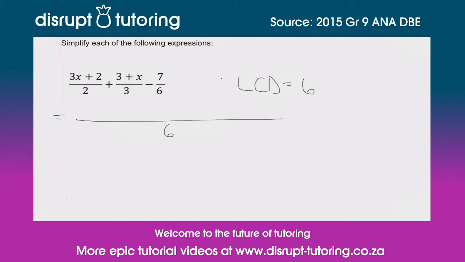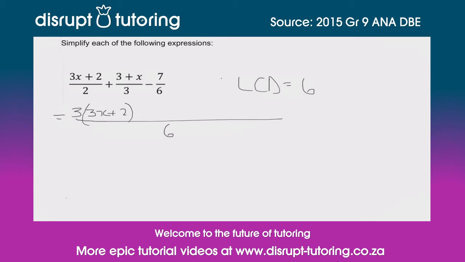So if I've got 6, I need to know what I've done to each of these to get to 6. That's going to be our next step. Let's first evaluate 2. What did I do to 2 to get to 6? I times 2 by 3. So if I times the bottom by 3, I need to do the same to the top. So I'm going to be left with 3 times (3x plus 2).